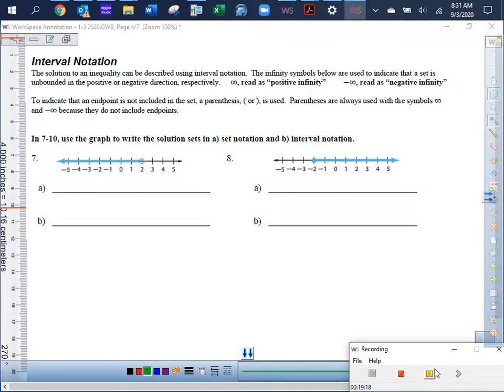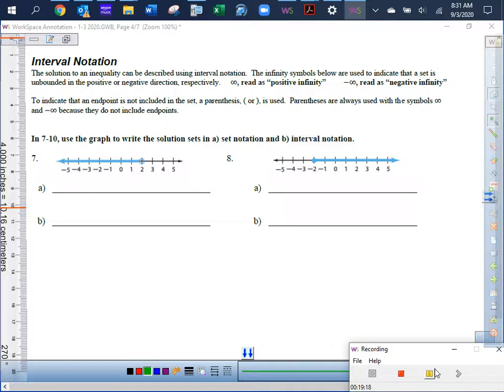Interval notation. For most of us, this will be a brand new thing. Some of you have seen this before, right? So it's a good refresher. But interval notation is the way mathematicians like to write things if we get the opportunity. Not every answer can be written in interval notation.